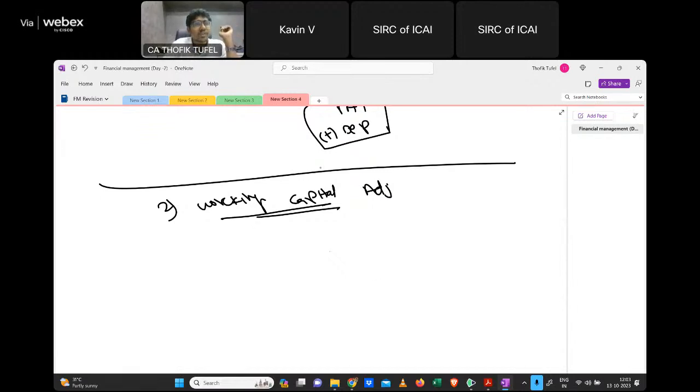If you're purchasing machinery, suppose the worth of the machinery is 1 crore rupees, you purchased the machinery and kept it in the factory. Just by seeing the machinery, will you generate profit or not? You have to use that machinery. To use that machinery, you have some cost. You have to pay salary.